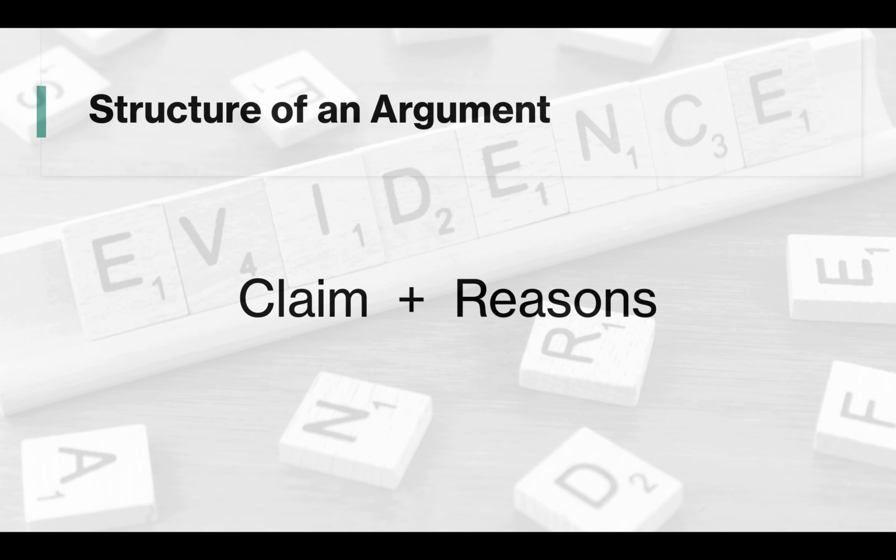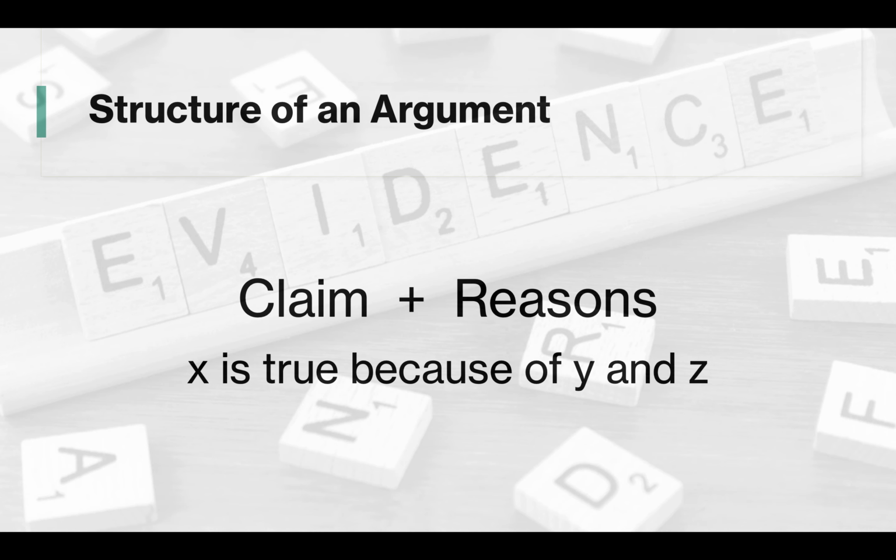An argument needs to contain a disputable claim, something where we can have different opinions on whether or not it is true, or we can summon different evidence for whether or not it's true. And the claim should ideally be supported by reasons, by other statements that support the original claim, that make it likely that your audience will accept it as true. So a common formula for an argument would be something like: X is true because of Y and Z.